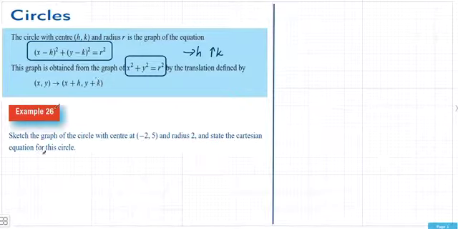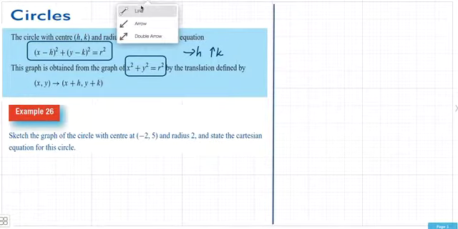So when we look at sketching a circle, we really just need to know where the centre of the circle is, so where it's translated to, and how far out in each direction, so the radius from that point we need to go. So here we've got sketch the graph of the circle with a centre at negative 2, 5 and a radius of 2.